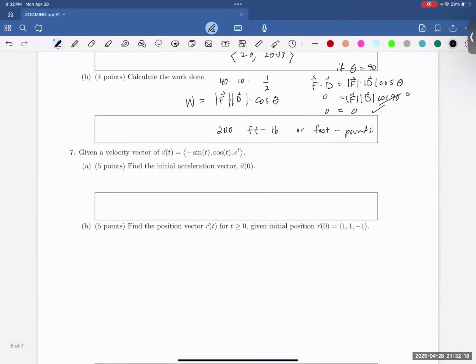Velocity vector: negative sine t, cosine t, e to the t. Let's see, acceleration vector. The acceleration vector is the derivative of v. That's going to be negative cosine t, negative sine t, e to the t.